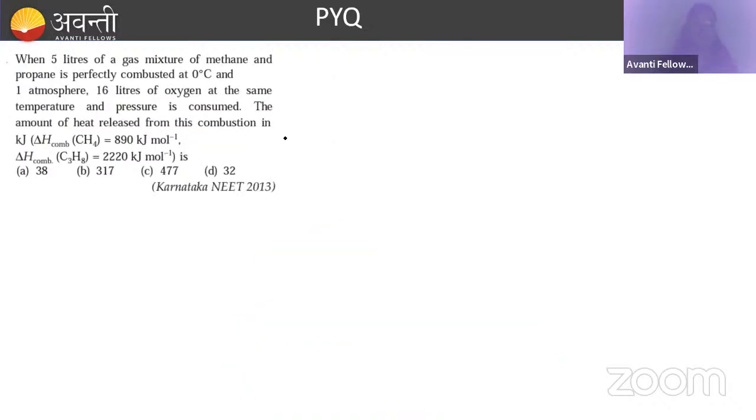When 5 liter of gas mixture of methane and propane is directly combusted at 0 degrees Celsius, what will be your answer? Okay, so can you tell me what will be the answer? Yes. When 5 liter of gas mixture of methane, CH4, and propane is perfectly combusted at 0 degrees Celsius, 1 atmosphere, 16 liter of oxygen at the same temperature and pressure is consumed. The amount of heat released from this combustion in kilojoule will be.